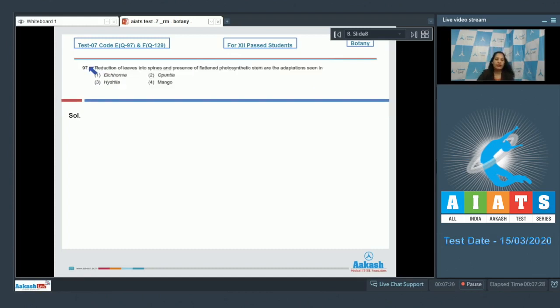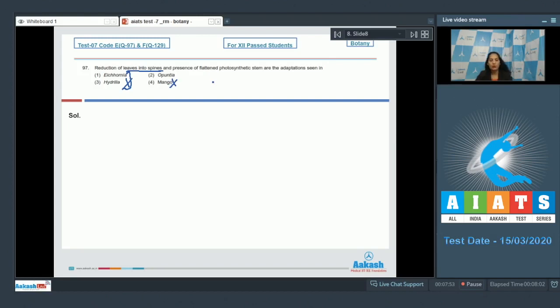Question number 97. Reduction of leaves into spines and presence of flattened photosynthetic stem are the adaptations seen in. Reduction of leaves into spines should be seen in xerophytic plants, because in aquatic plants there is no need to reduce transpiration or to modify the leaves into spines. Eichhornia and Hydrilla are both aquatic plants, both are hydrophytes, so there is no spine formation. In mango also there is no spine formation.